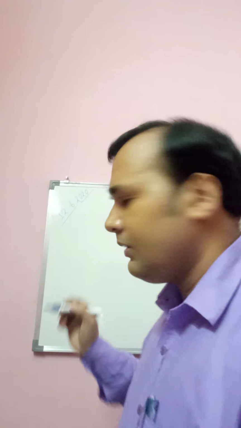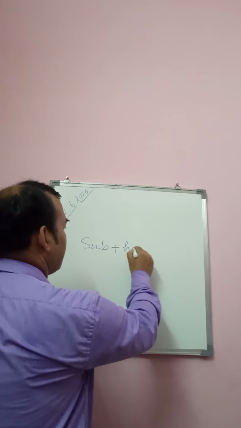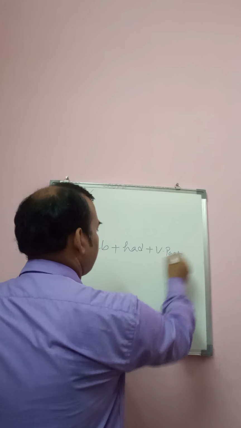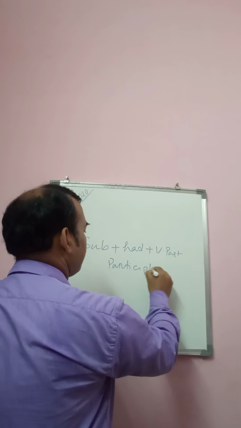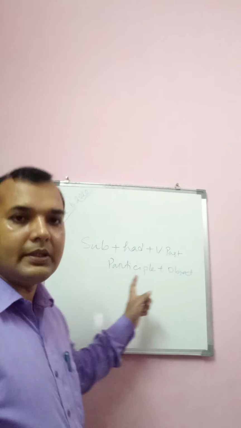Here the structure is very simple, not so complex. You can see on the board: subject plus had plus verb past participle plus object. So this is the structure of past perfect tense.